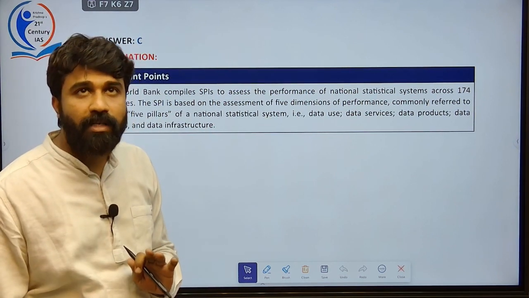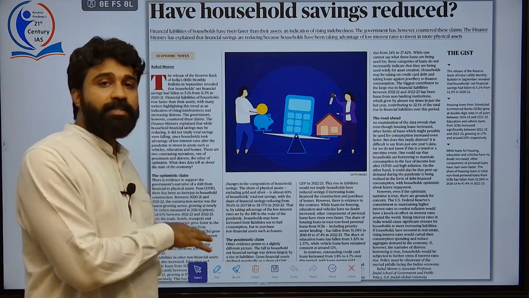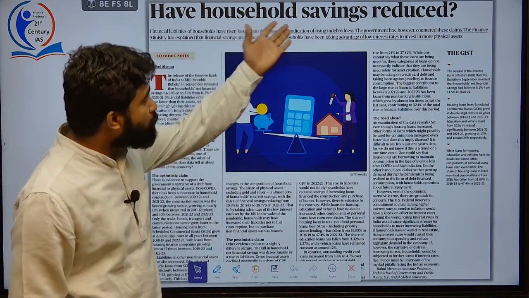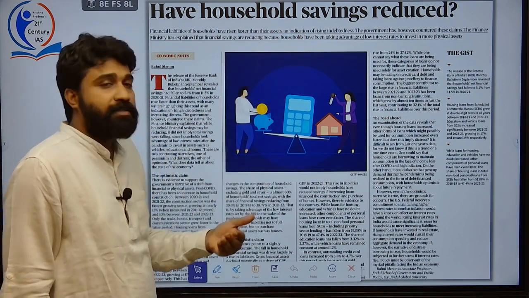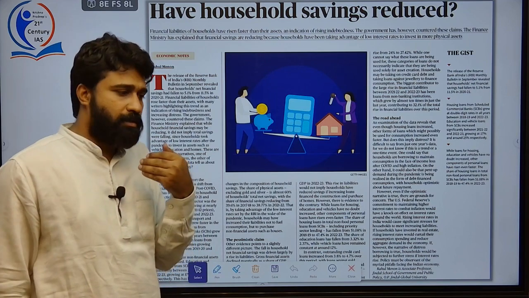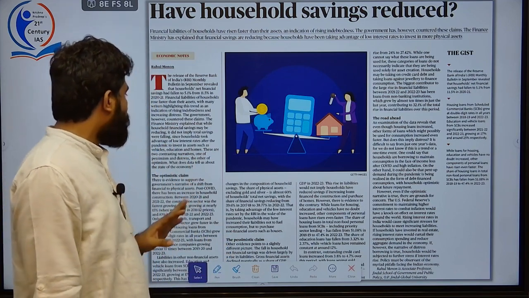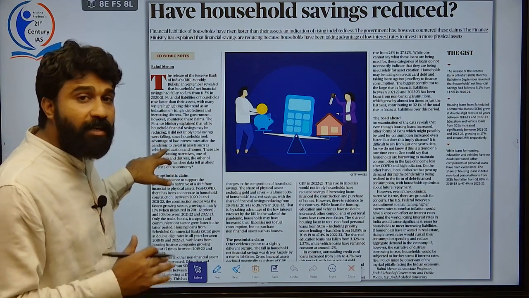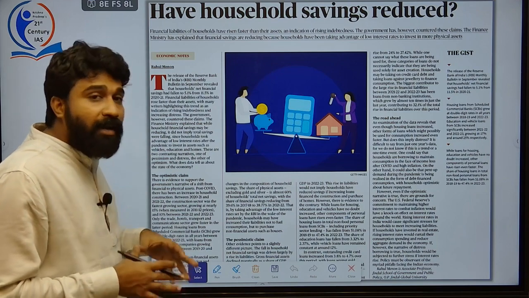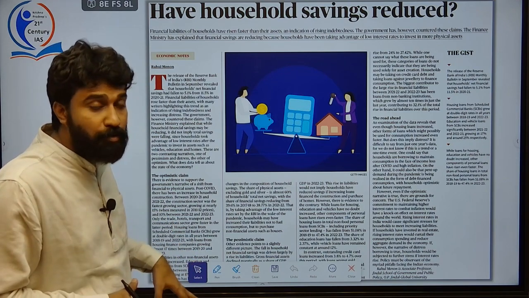Next, coming to the next article. This article has contradictory opinions. Has household savings reduced? A few financial experts are making a certain level of intellectual criticism against the government. No, the government is opposing such a claim. The government is clearly telling that because of the lower interest rate after COVID-19, people have invested in assets, therefore their savings reduced, especially from the household sector.